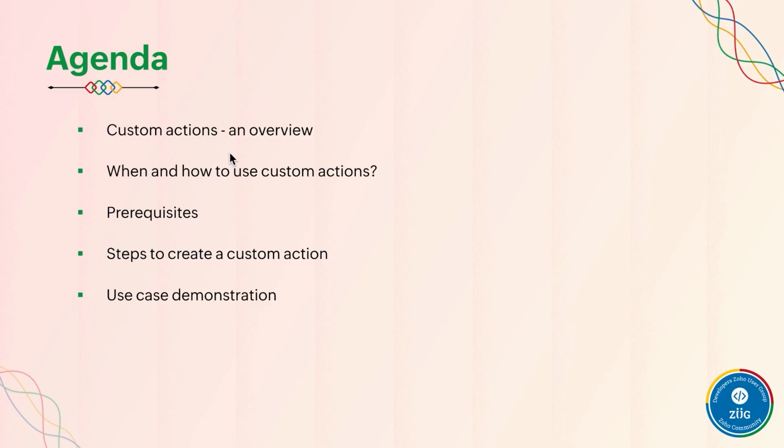We'll be starting off with a quick introduction and an overview on what the custom actions feature is about, and then we'll see when and how these custom actions can be used, followed by which we'll be seeing the prerequisites and the steps that are involved in creating a custom action, and finally we'll conclude with a use case demonstration where we actually build a Zoho Books extension using this custom action feature. So this is the agenda that we have planned for today's session.